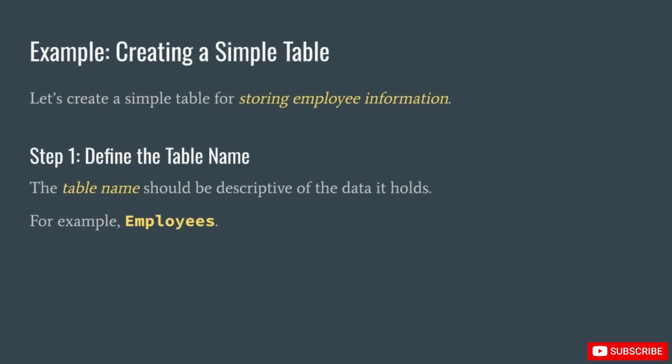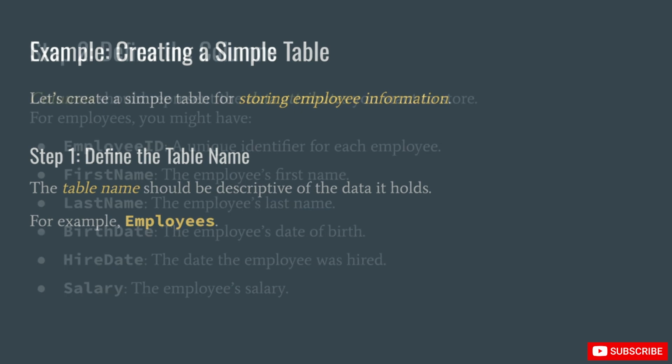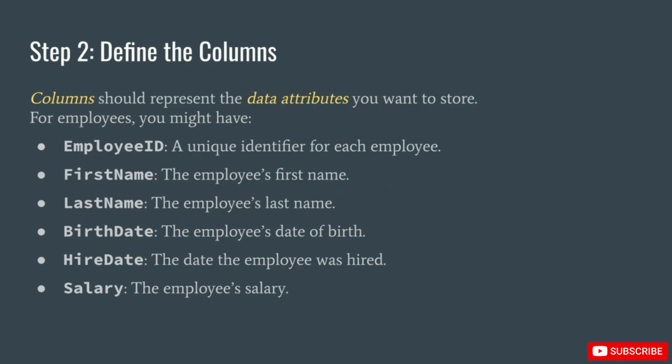Let's walk through creating a simple table to store employee information. First, we need to define the table name. This name should be descriptive of the data it holds. For example, you might call it employees. Then, we define the columns. These columns represent the data attributes you want to store. For an employees table, I've included some common attributes as an example.